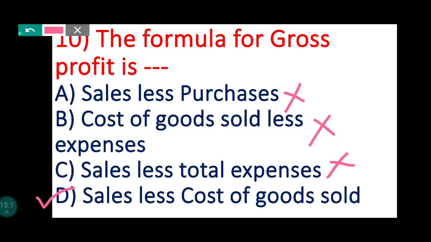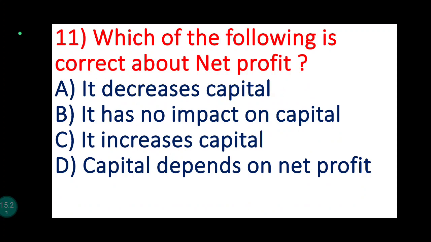And next one, which of the following is correct about net profit? You should read the statement carefully. So net profit, first point is given, it decreases capital. How will net profit decrease capital? See, if there is profit, it is added to capital. Net profit is added to capital.